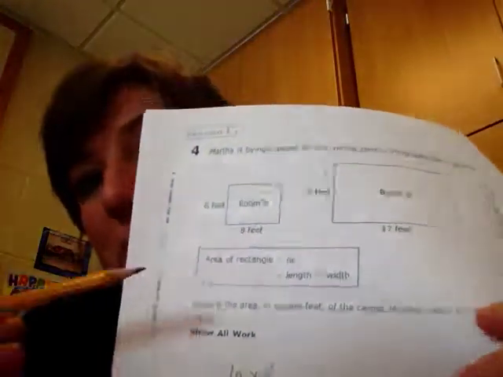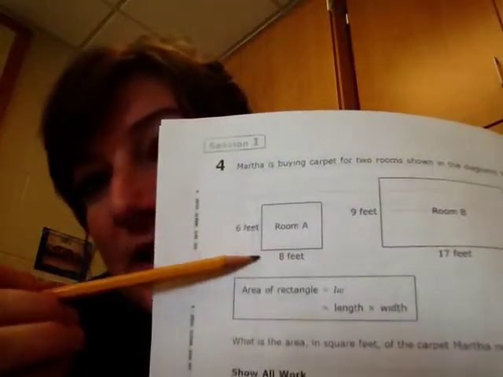So what is the area? And it says for room A. Well, I see that room A is 6 by 8, 8 long and 6 wide. So all I have to do is do 6 times 8, and then I know that that is 48. So 48 square feet. Simple as pie.